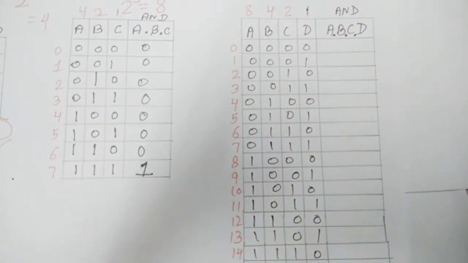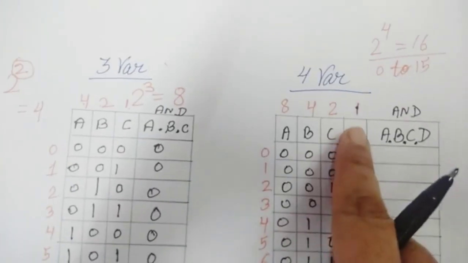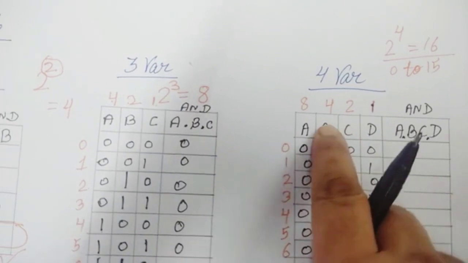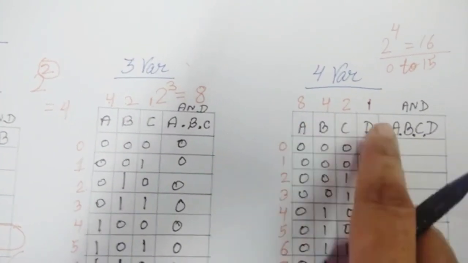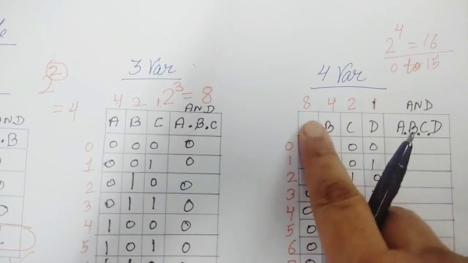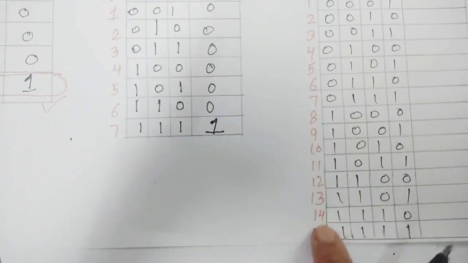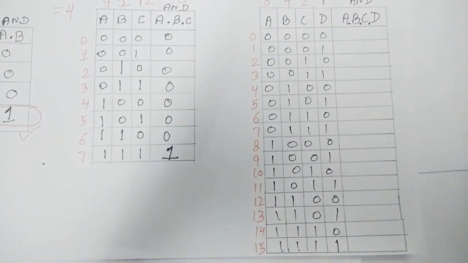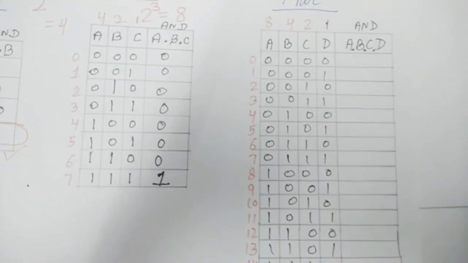Now see, I have filled the whole table in the same way. The first column is 2 to the power 0, the second column 2 to the power 1, then 2 to the power 2, 2 to the power 3: 1, 2, 4, 8. And you have written all the rough values. Calculate and fill it. Now again the product A dot B dot C dot D. In all the values, only the last row, 15, has all the inputs 1. So only for 15 the output will be 1. Rest all zeros. Clear?